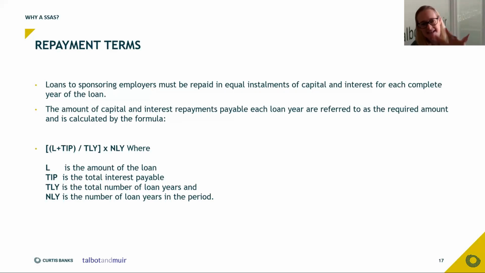We've got a little bit of a snazzy calculation up on the screen. If you have ever read the HMRC pension manual, this calculation appears in there. I'm sure you all have. But just to go through what this means. It's not really that scary. It just looks a bit scary because it's got a different shortening of terms. So L is the amount of the loan, TIP is the total interest payable, TLY is the total number of loan years, and NLY is the number of loan years in the period.